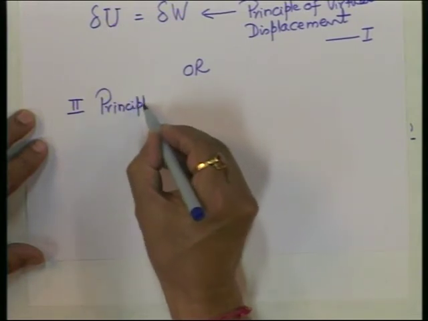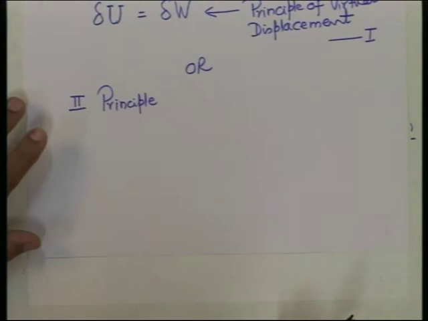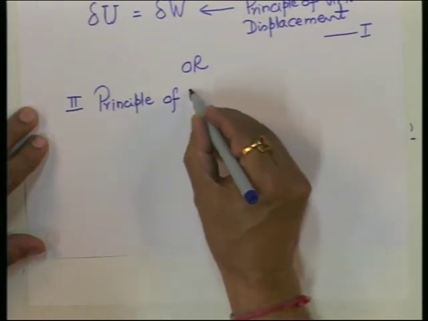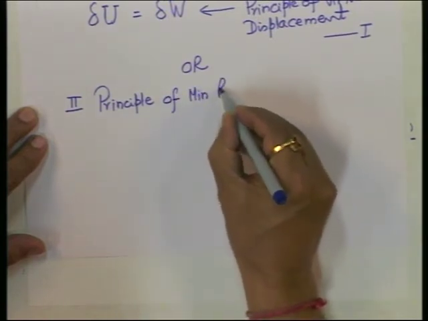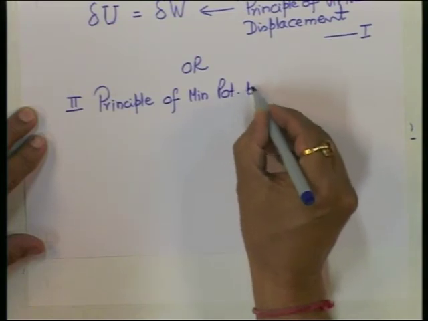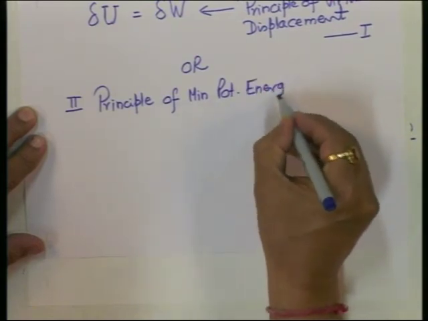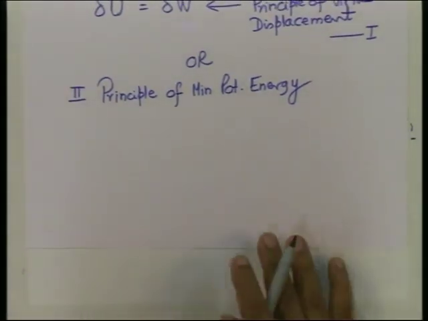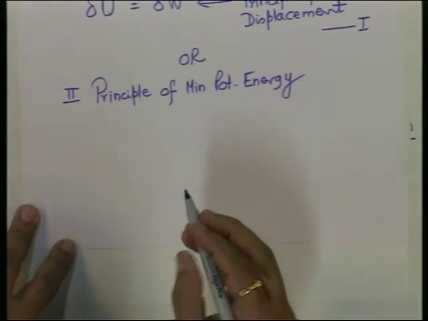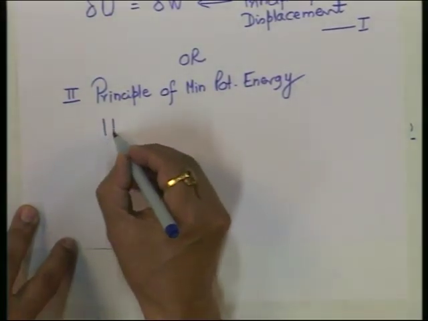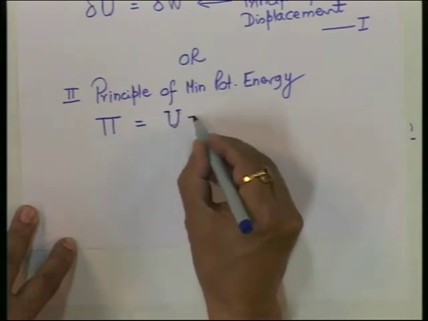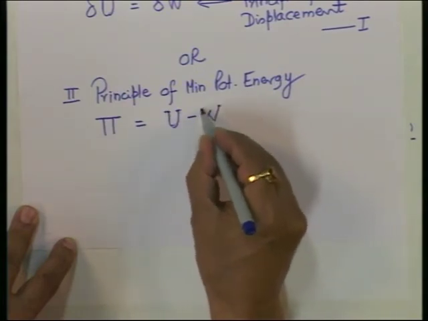I think I have already told you this with reference to one dimensional problems. The principle of minimum potential energy. So, these two principles are similar, synonymous to each other, but they are very important. That states that if the potential of a body can be written as strain energy minus work done by the forces.